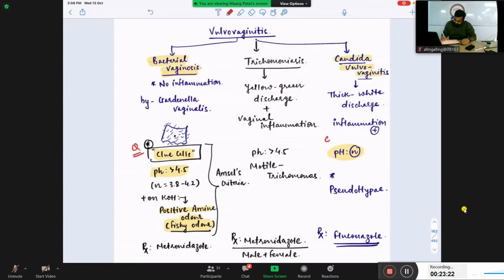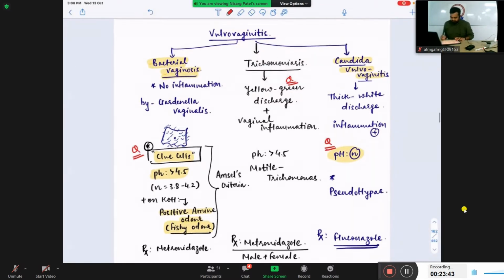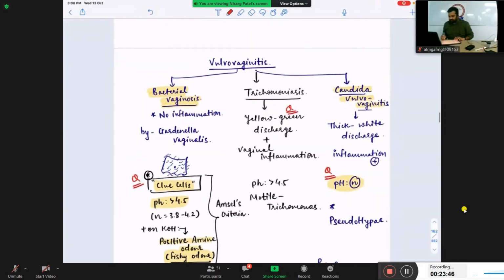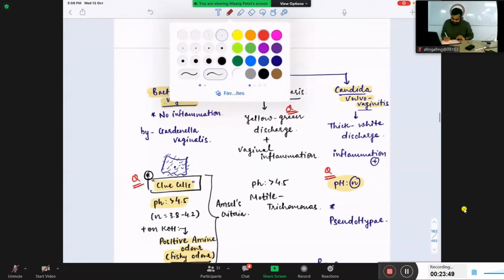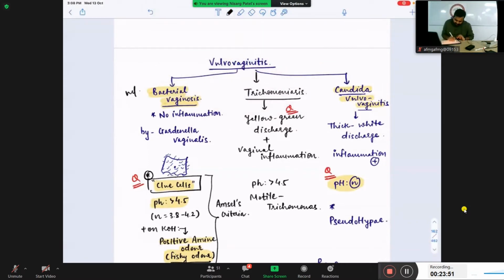So clue cells, remember the normal pH. Many times they will ask about a yellow-green discharge, and the female will also be complaining of itching because inflammation is present in the vulvovagina. These are the important features, and they ask questions on this. If I say most common vulvovaginitis, it is bacterial. Second most common is Candida.